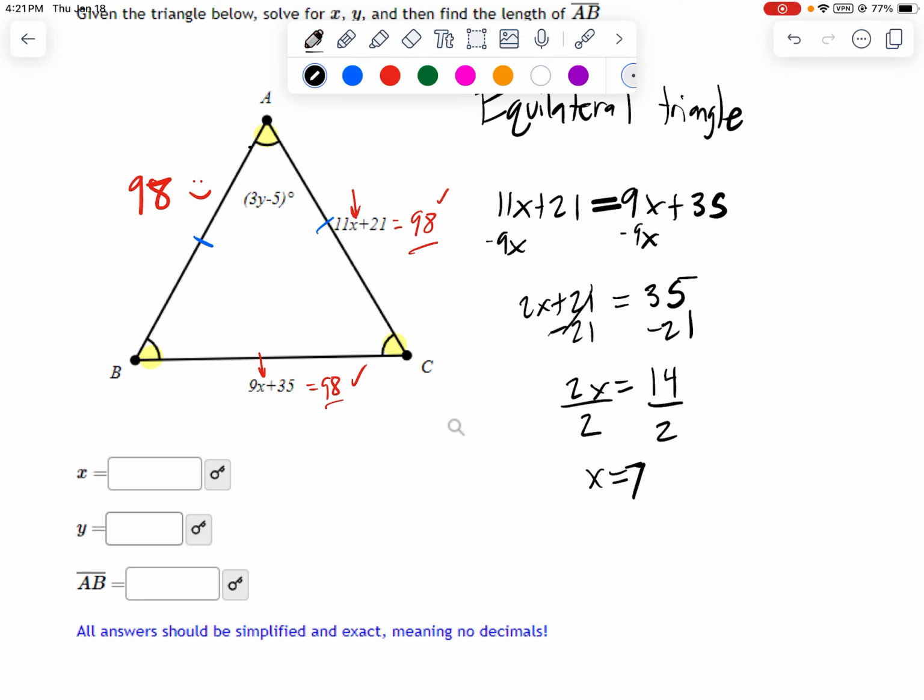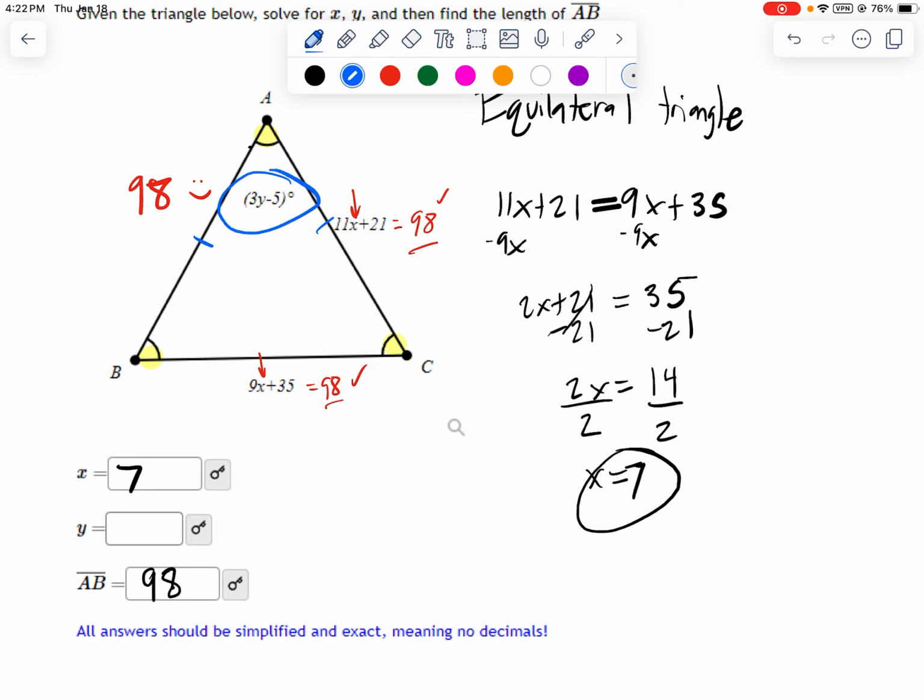And you've literally answered two of the three blanks now. You said that x was 7, done, solved. We also, just by checking our answer, know that our side length of AB is 98. Done. The last thing we need to do is solve for y.